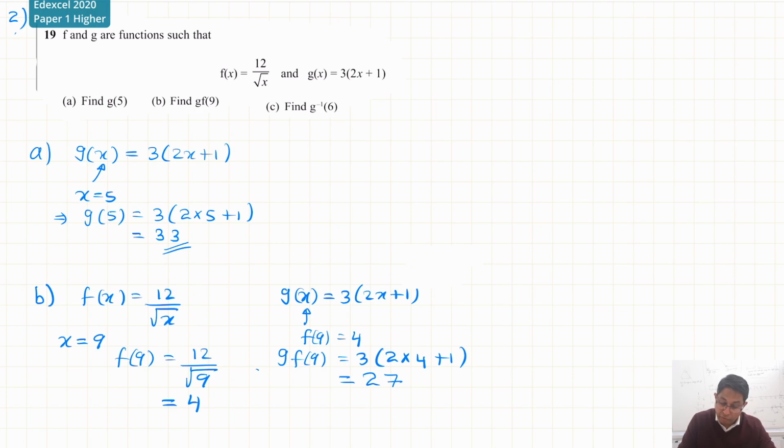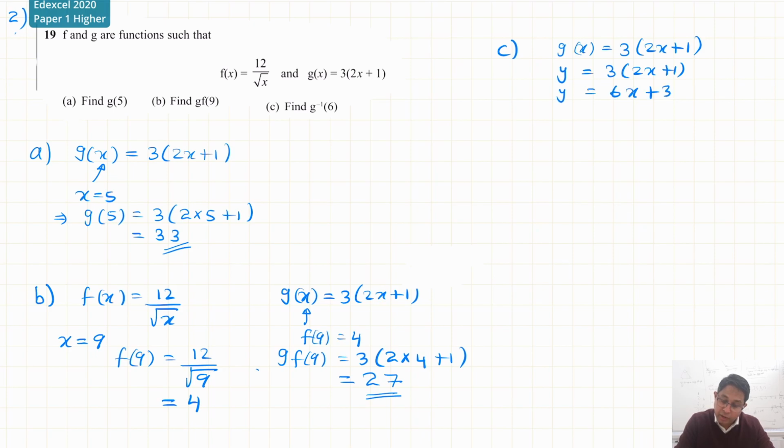So g of f of 9 equal to 27. Part C, you have to find inverse of g of 6. To find this value, first find inverse of g of x. To find inverse function of g of x, take g of x as y. Now make x as a subject.